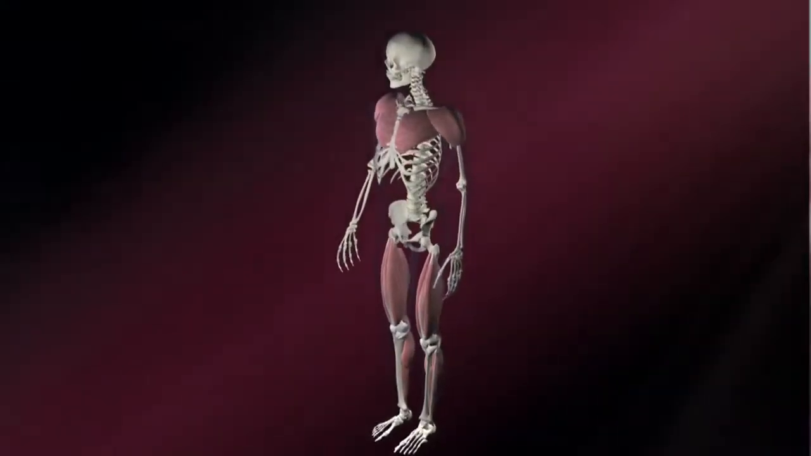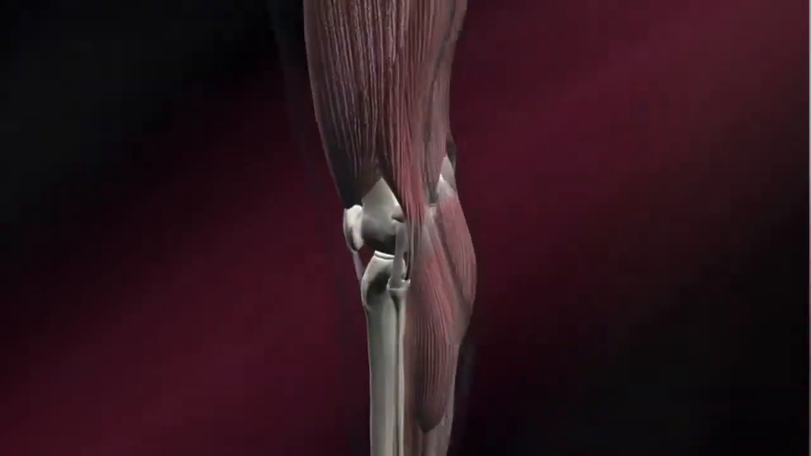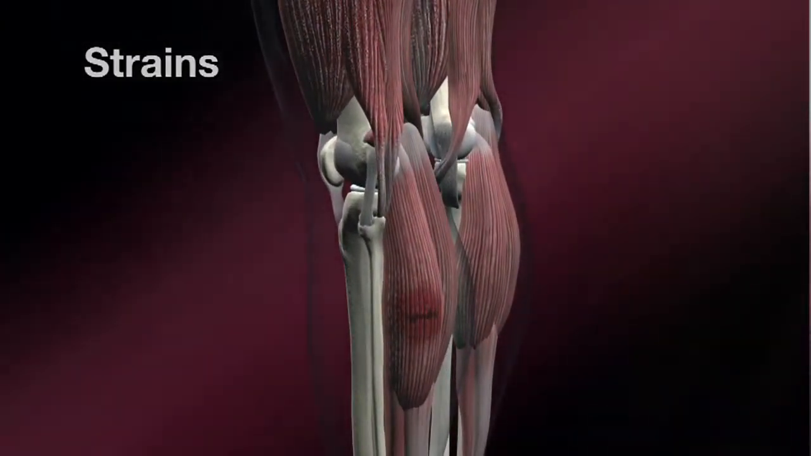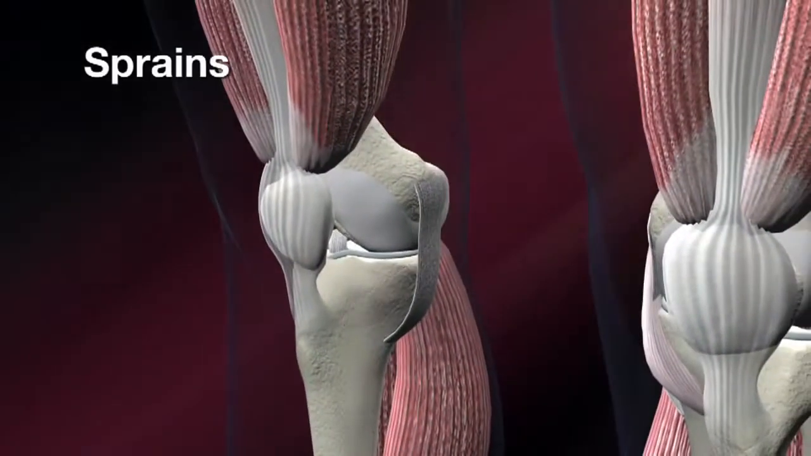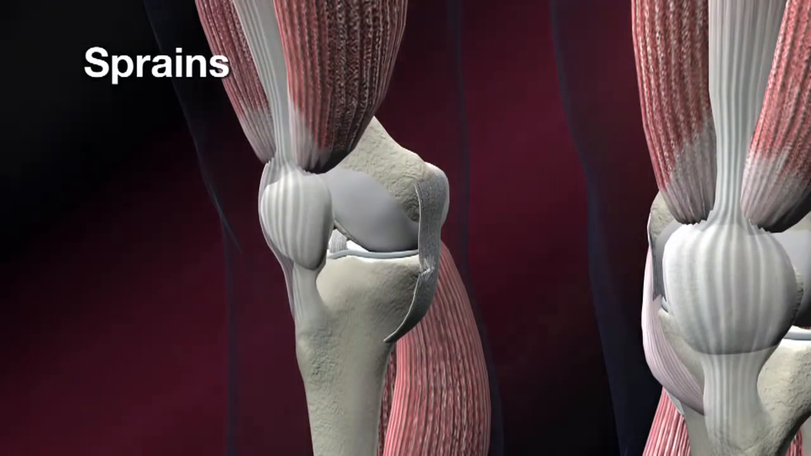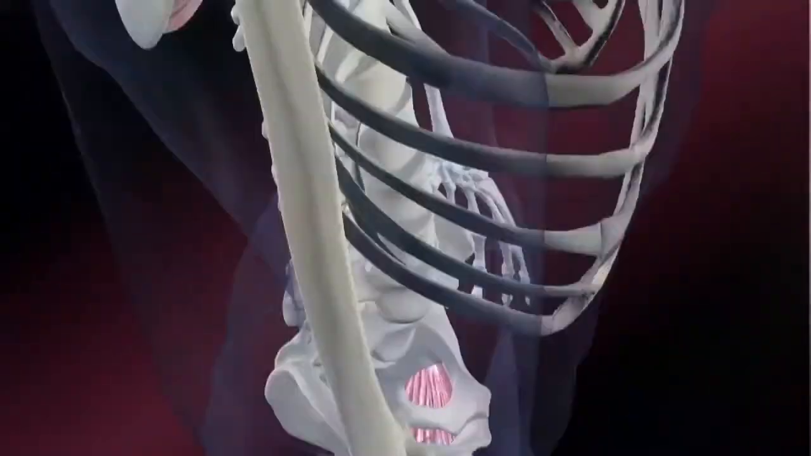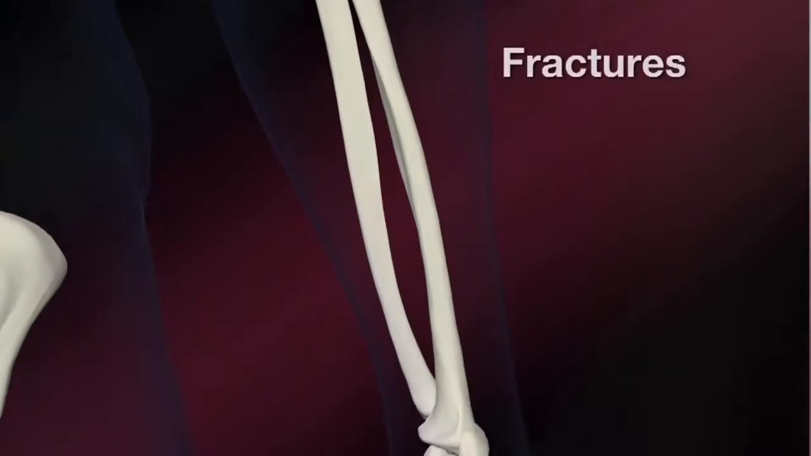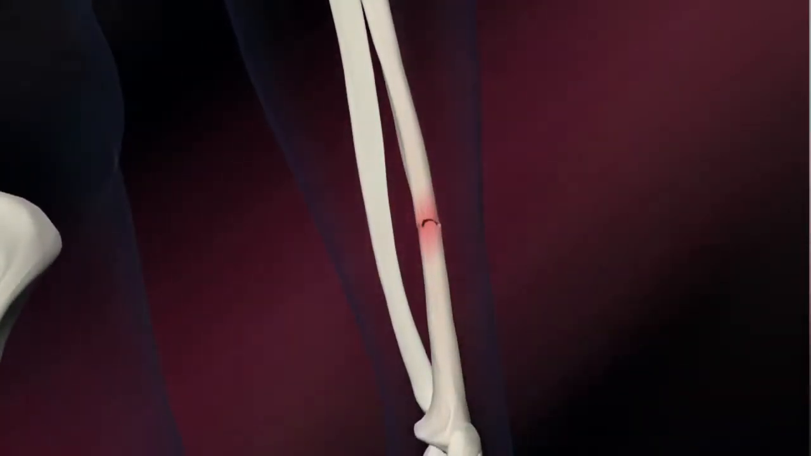There are 4 different types of injuries affecting bones, muscles, and joints. Strains are stretching or tearing injuries to muscles or tendons. Sprains are tearing injuries to ligaments that hold joints together. Dislocations are the separation of bone ends at a joint. Fractures are breaks in bones.